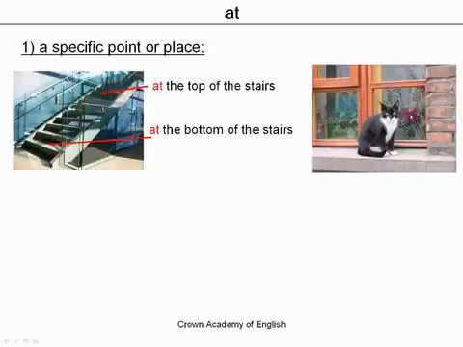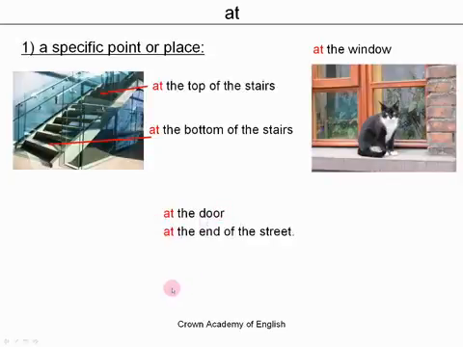Another example would be here, we would say the cat is at the window. Okay. So again, window, this is a specific point or place. And some other examples would be, we can say at the door. So if somebody is at the door, or at the end of the street, for example, etc. So the first use is we can use the word at for a specific point or place. Okay.